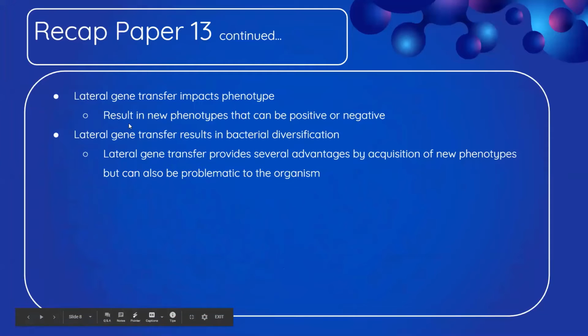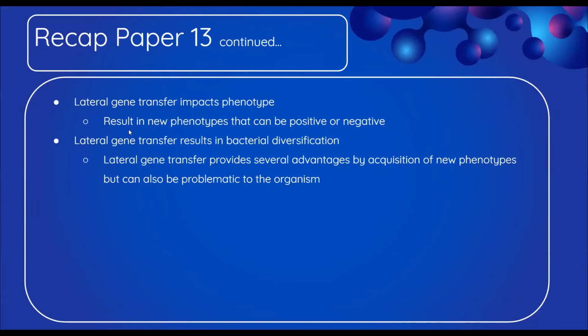The paper also discussed how lateral gene transfer results in the diversification of bacteria. It has an impact on the phenotype of the species, which can be positive or negative. With these changes in phenotype, there are several advantages the organism can obtain, but it can also become a problem.